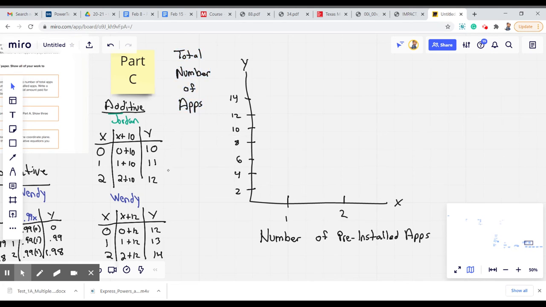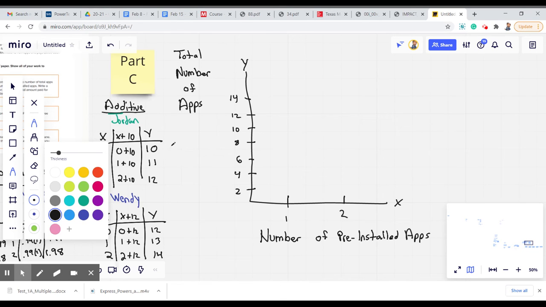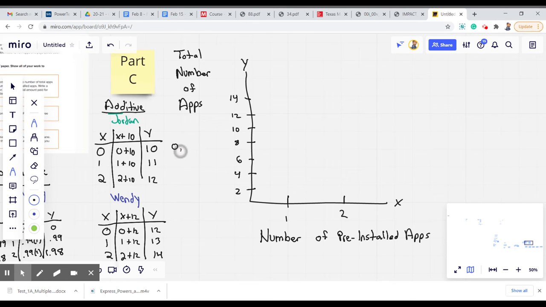All right, so how are we going to get our information to graph? We have our x and y values, so we can make those into ordered pairs. Here's what that's going to look like. For Jordan, the first ordered pair would be (0, 10).